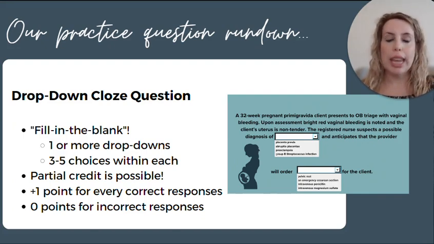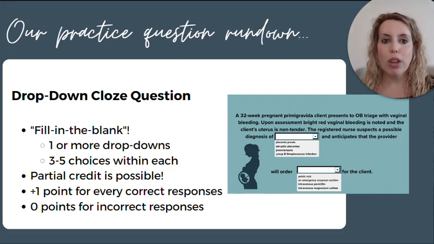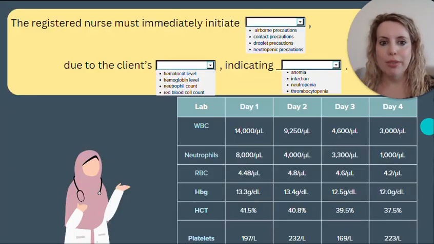As far as scoring, you can get partial credit on these, which we love. So let's say there's 3 drop-down boxes. You'll get 1 point for every box you fill in correctly and 0 points for incorrect choices. Your maximum score will be the number of drop-down boxes there are. So in this example we are going to work through today, that would be 3. The lowest possible score is a 0, so even if you miss all the drop-downs in a question, it's not going to deduct from your overall exam score. So again, good news there. Let's move on to our practice question now.